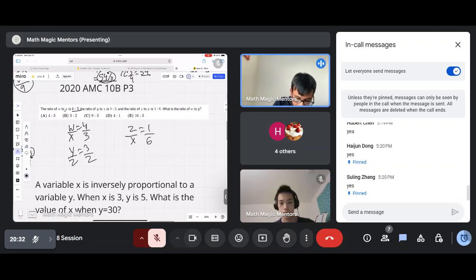So how about we start with dividing these fractions, right? So w over x equals 4 thirds and y over z equals 3 halves. So if you divide those fractions, what do you get? Can someone tell me what you get? Both left and right side.